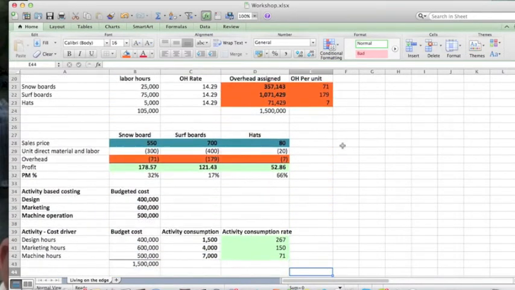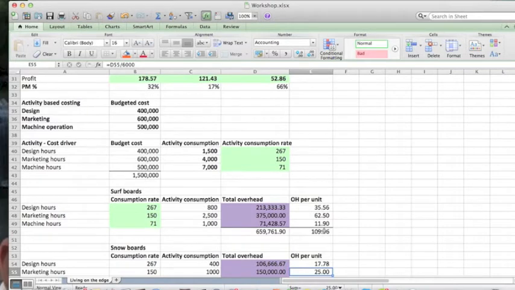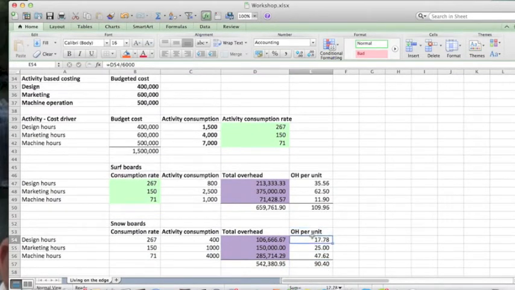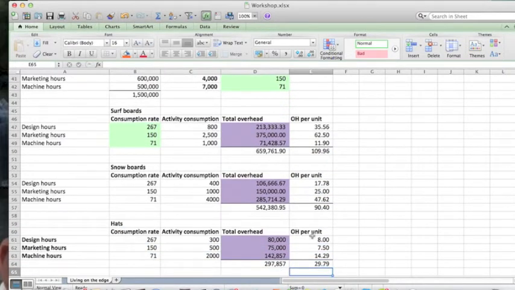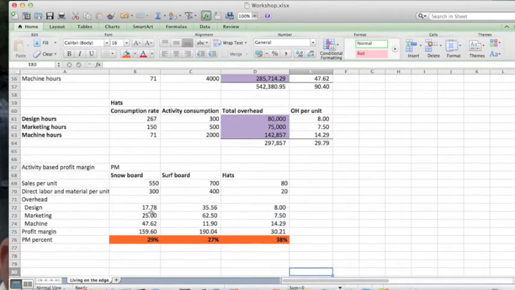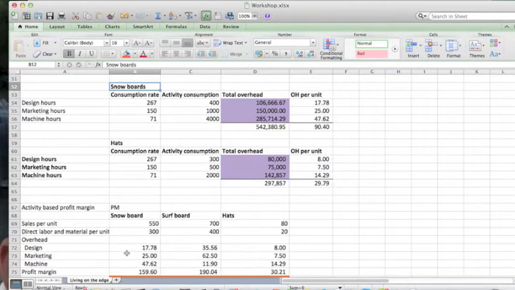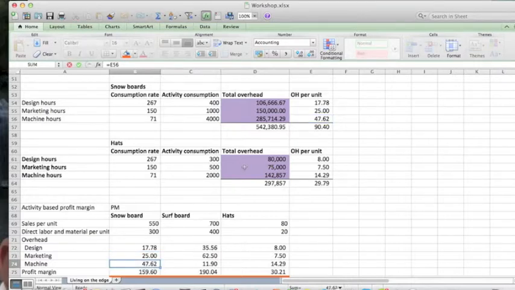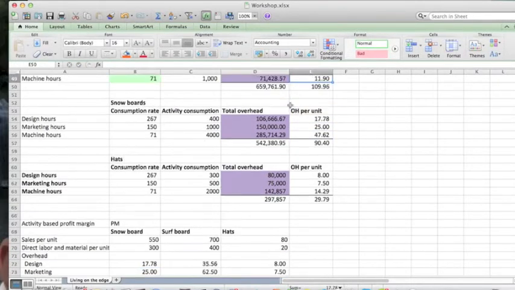snowboards. So when I'm looking at total overhead for snowboards, I divide every single number here by this right here, which is 6,000. And that's how I get the overhead per unit for each of these activities. So when I'm calculating the profit margin, I have my sales price minus direct labor and materials, and then overhead I am grabbing based on the overhead per unit. So for design I have specific overhead per unit, for marketing and for machines. For each product line I have a specific one. Okay?